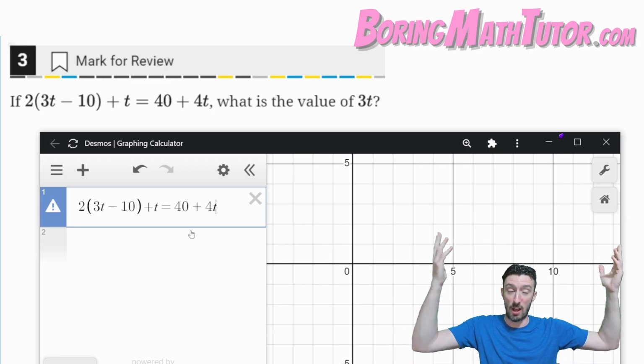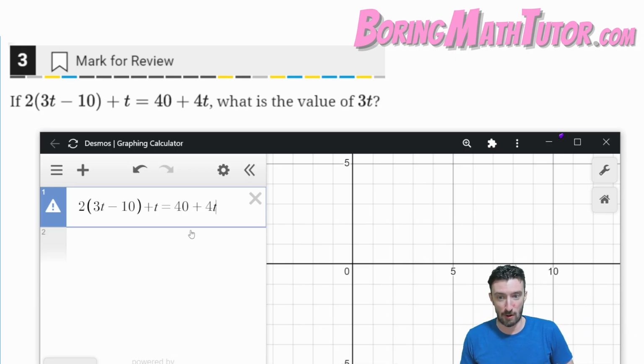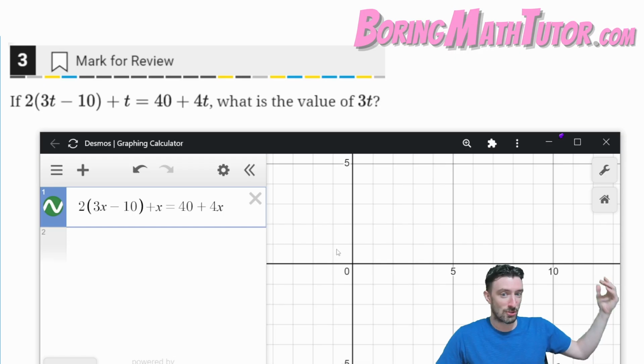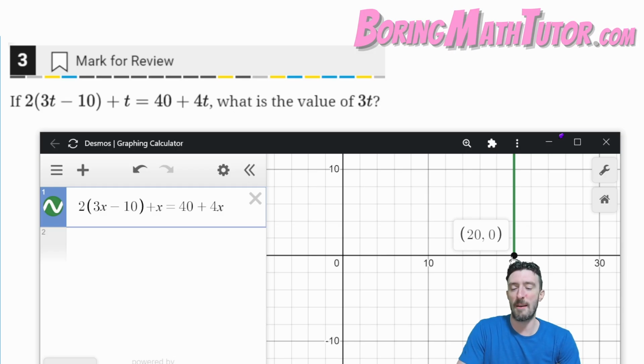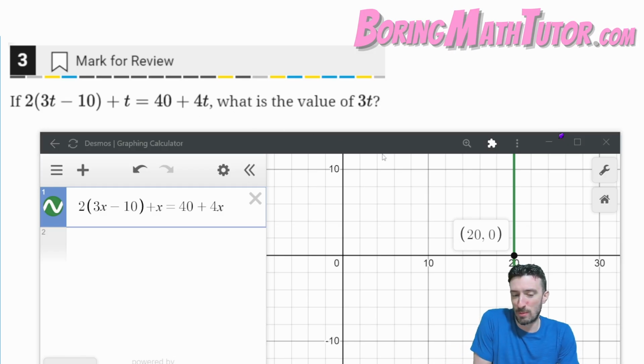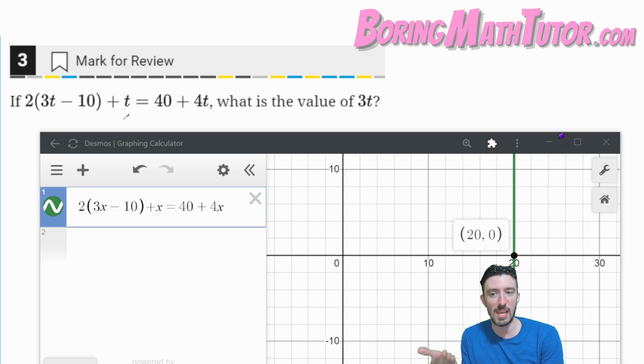Oh, look, solving the equation with Desmos is not working unless we change those t's to x's. And it does solve. Well, where's the solution? Zoom out and you will find it. It's 20. Okay, so what does that mean? That means x would be 20, but remember I was using x instead of t, so t would be 20.